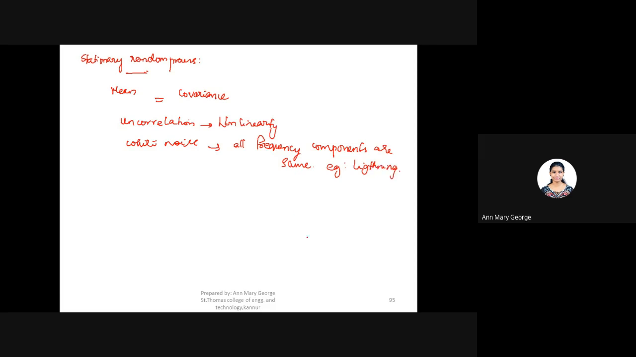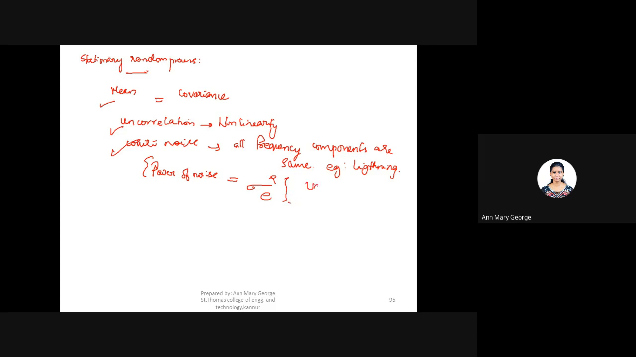Therefore, in stationary random process, the mean value will be equivalent to the covariance. The uncorrelation exists, that is nonlinearity exists, and the white noise. That is, e of n is a white noise process. That means all the frequency components are same. Again, we can write the power value of noise as follows. Note this equation of power.